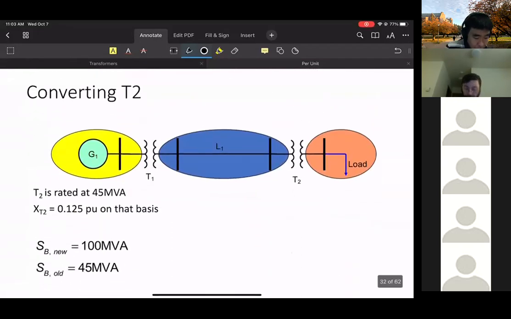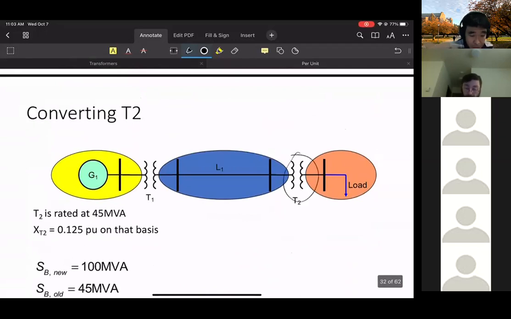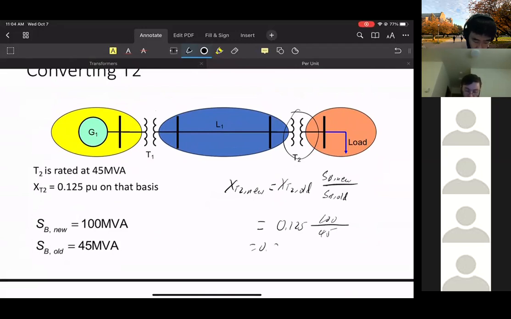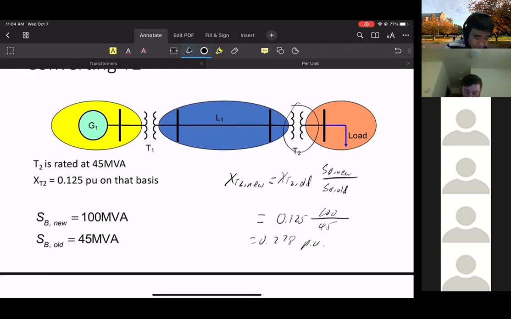Now let's look at T2. Okay, let's look at this transformer. We'll do the transmission line next, but let's do this transformer first. So this is rated 45 MVA with XT2 of 0.125. New, the old, same equation as before: 0.125 times 100 over 45 now, and this is 0.278 per unit. Okay, so same calculation as before, just converting all the impedance to the new base units.